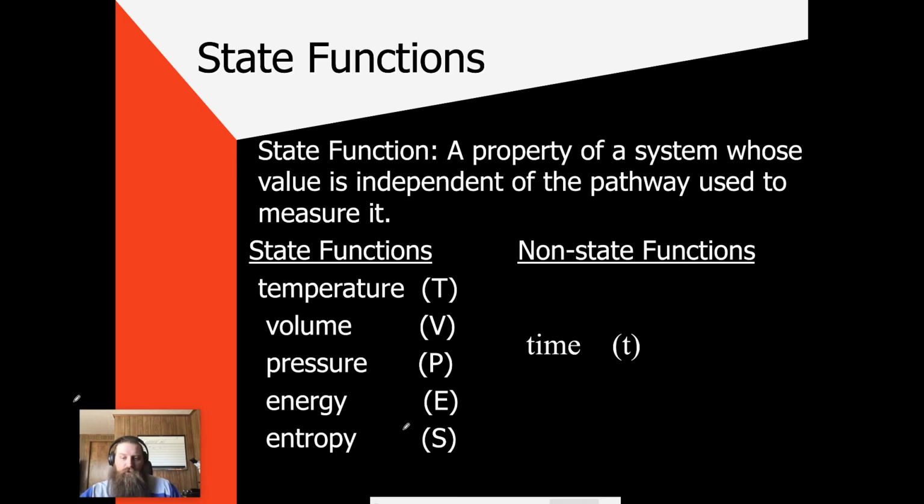Let's look at non-state functions. Time is a non-state function. Depending on how you measure time, you can actually get some different values. So things like time dilation and the relationship between the speed that you're moving at and the speed of the object you're measuring, those things can actually affect measurements of time. Heat. Heat depends on how you measure it, right? Heat is not the same thing as temperature. So those two things are not the same, right? Temperature is a state function, whereas heat is a non-state function. Work. Work is also a non-state function.